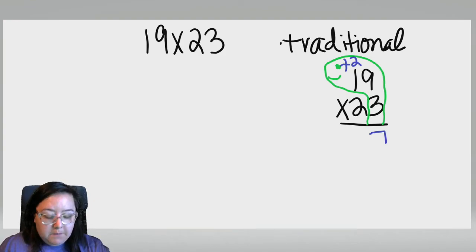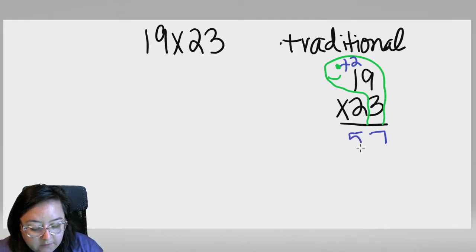Then I multiply 3 times 1, and we're going to add 2 to that. So 3 times 1 is 3, and 3 plus 2 is 5. So we're going to bring down a 5.